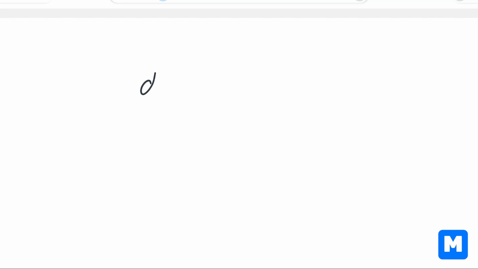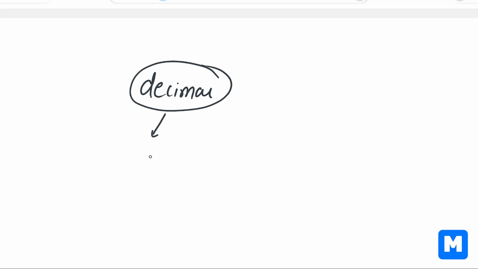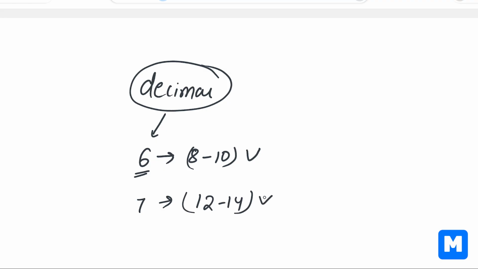But just think, if we used the decimal number system instead of the binary number system, then we would have to represent each number with a particular signal range. For example, for representing 8 to 10 voltage range, we use 6, and for representing 12 to 14 voltage range, we use 7. But isn't it inconvenient and complex to implement this in a digital circuit?